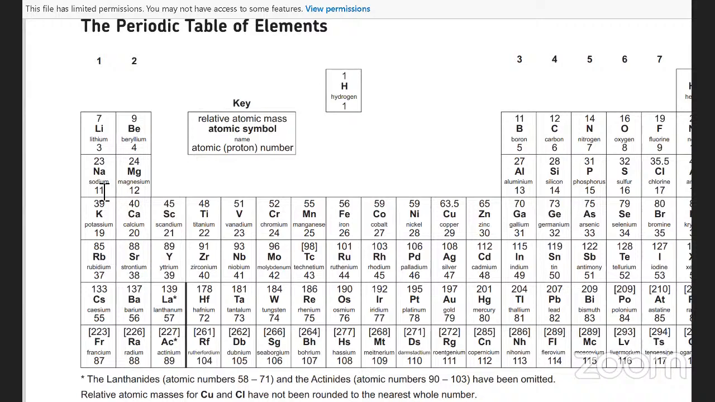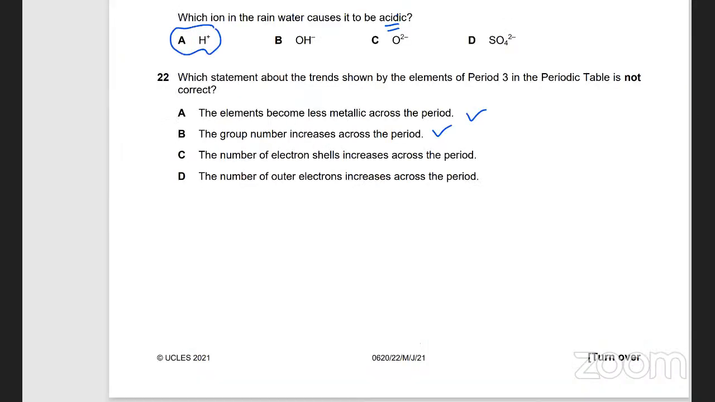Or no, it doesn't. Valence electrons increase होते हैं. Shells remain exactly the same. This is 2, 8, 1. This is 2, 8, 2. This is 2, 8, 3. 14 का मतलब है 2, 8, 4. So they all have 3 shells. So all of them have 3 shells. So that's the one that's incorrect. ठीक है. Outer electrons increase करता है.